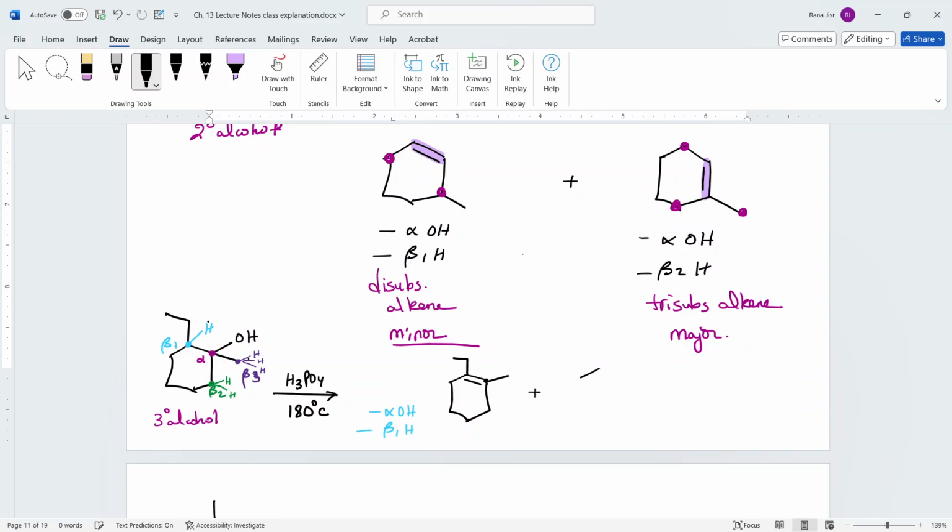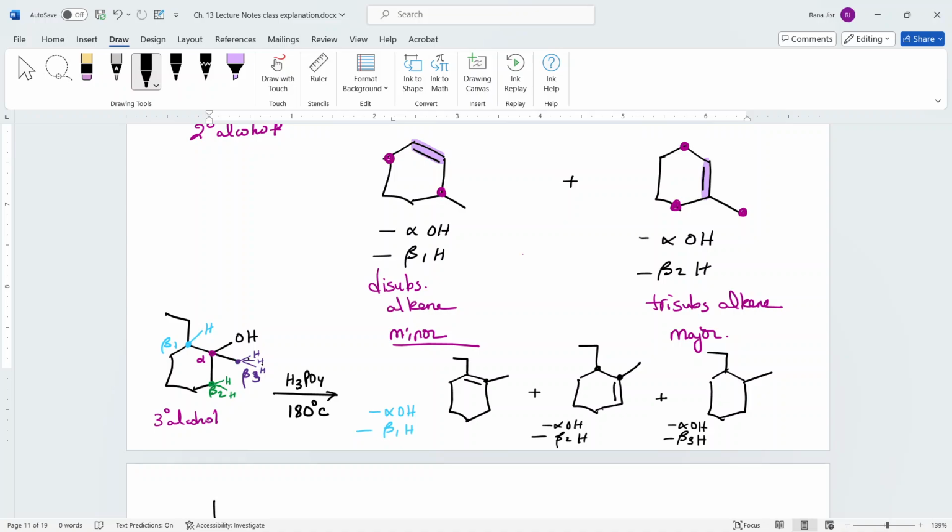Plus, I can lose the alpha OH, and I can lose the beta 2 hydrogen. Okay, I'm going to keep the ethyl group. So now if I am losing here the OH and the hydrogen, then my double bond is going to be here. Still, my alkene is going to be in that same position. I'm not changing it. Plus, I can lose one of the beta 3 hydrogens in there, and the alpha OH. And minus beta 3 hydrogen here. I'm going to keep the ethyl.